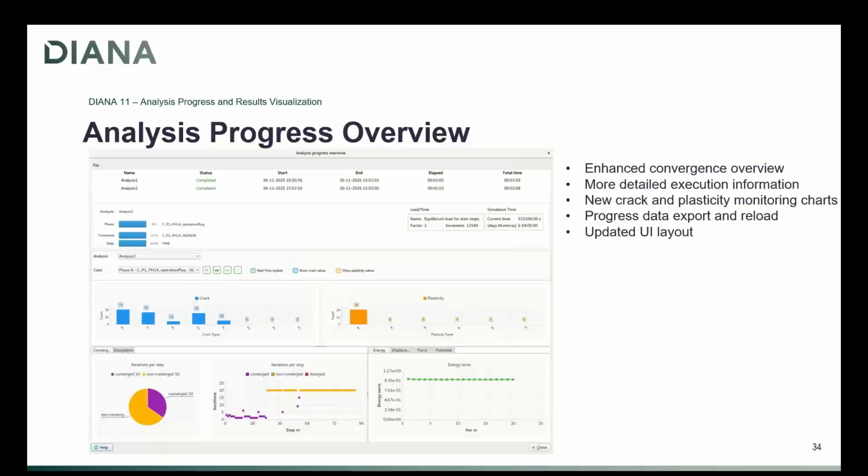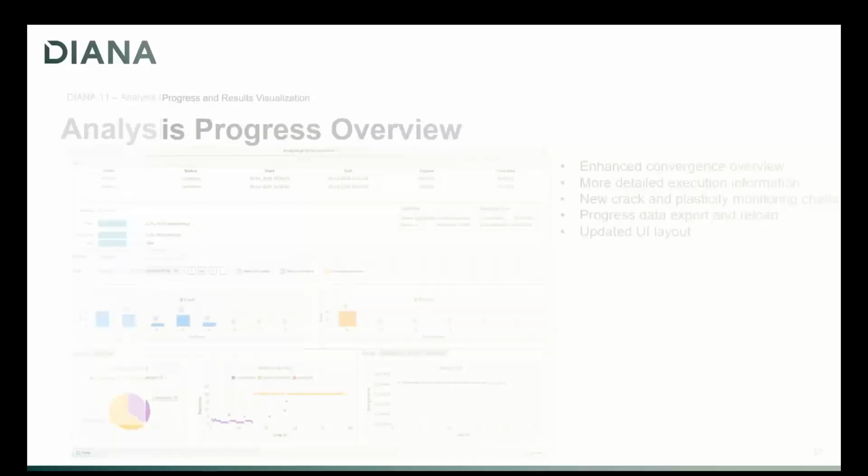So we have an enhanced convergence overview with pie and scatter charts showing the solver performance, with information also about the convergence behavior. We have now these graphs for the norms. We also have here in the middle some information about the crack and plasticity monitoring chart, visually displaying the damage while the analysis is running. Next slide, please.